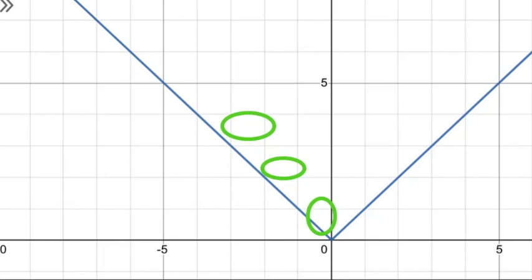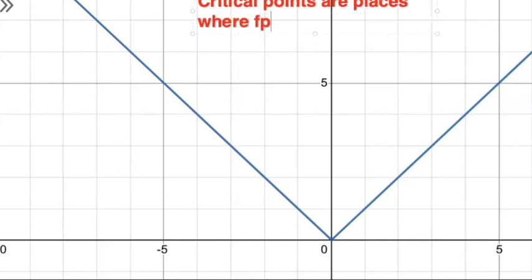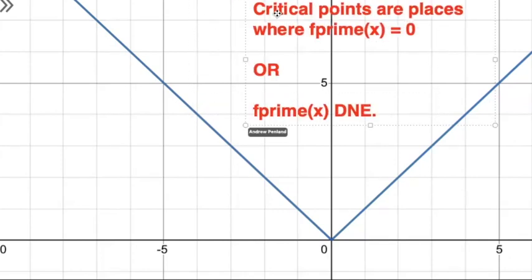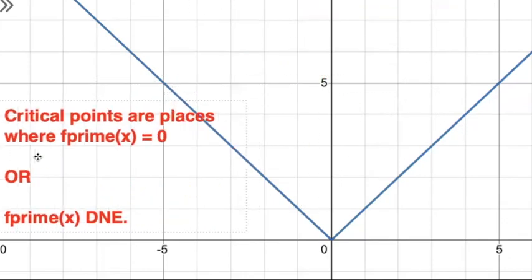So those are the types of critical points. Critical points are places where that's one way it can happen. It could be a sudden crash. It could also be that the f of x is undefined.